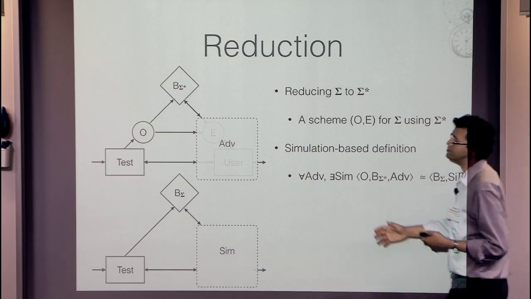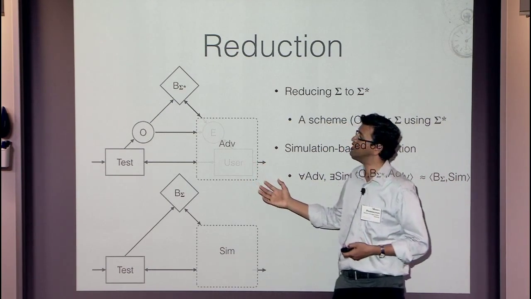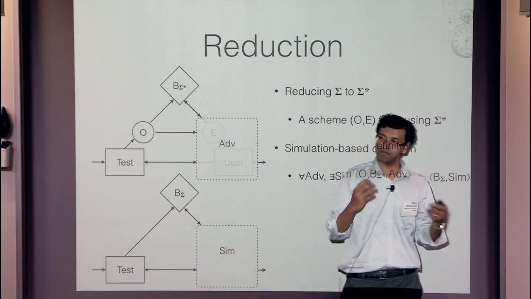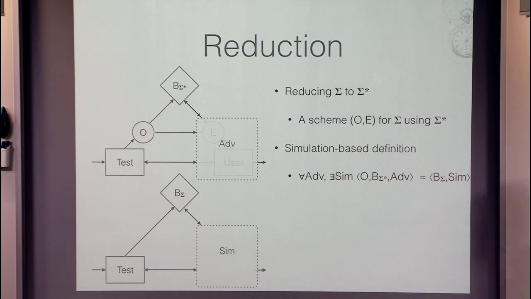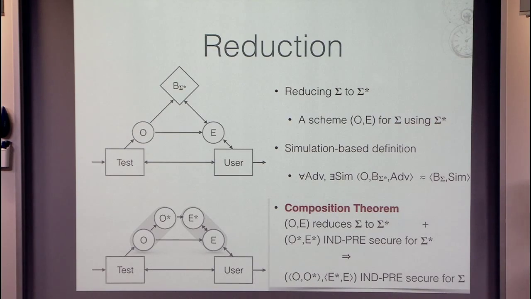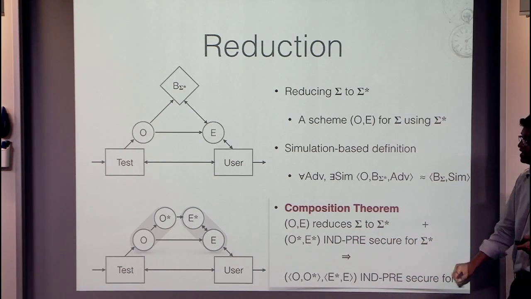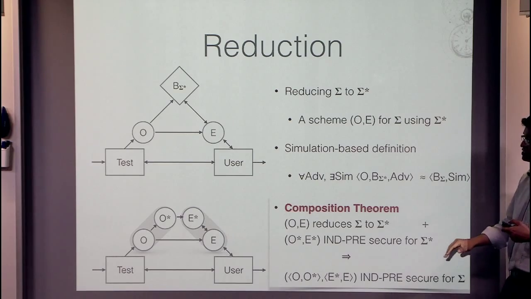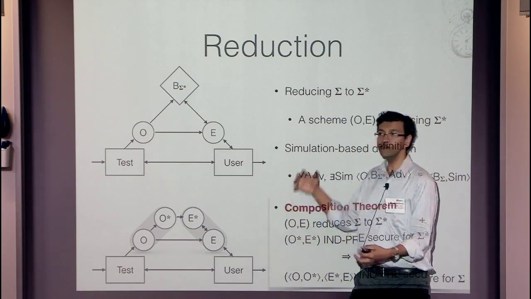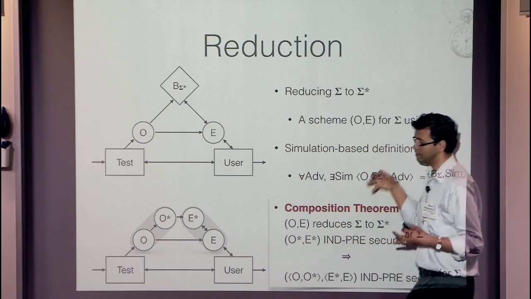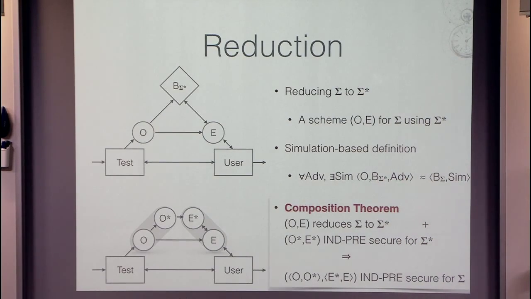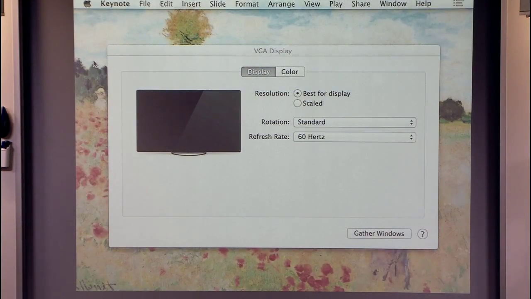We require a simulation-based definition because we can. Most of the time, if you are already in an ideal world, you can give simulation-based security definitions. So we just require that. We don't really need this for whatever purpose we define reduction for, and the purpose we define reduction for is composition. If you have a reduction from sigma to sigma star, and if you have a scheme for sigma star, which is this O star E star, we can put them together in the most natural way, and the composed scheme will be a secure scheme according to our definition.